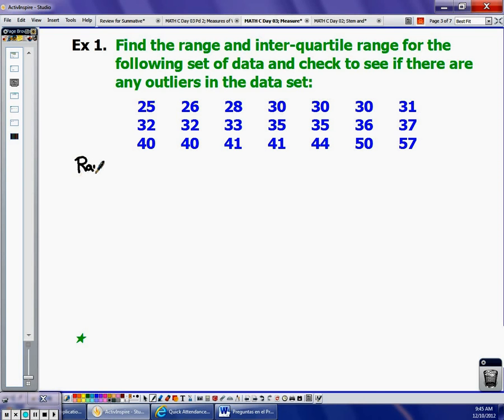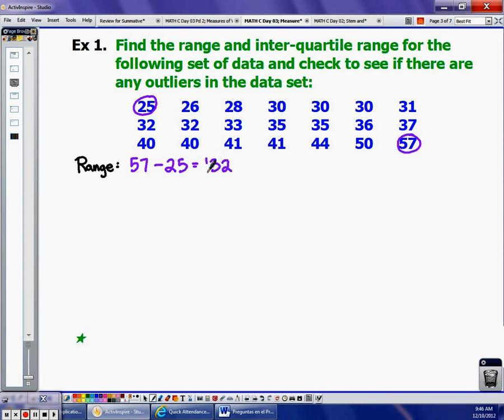Now the range basically tells us to subtract, or find the difference, between our largest number and our smallest number. So our largest number happens to be 57 and our smallest is 25. So we're just going to subtract those two numbers, 57 minus 25, and that's going to give us 32.